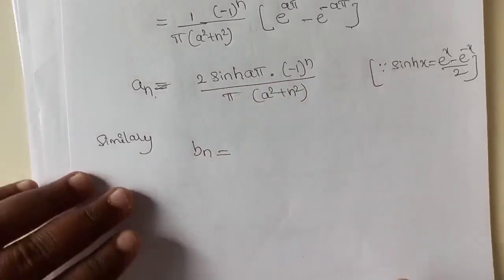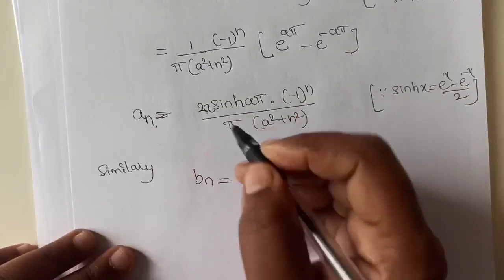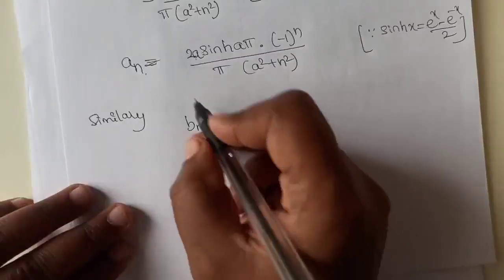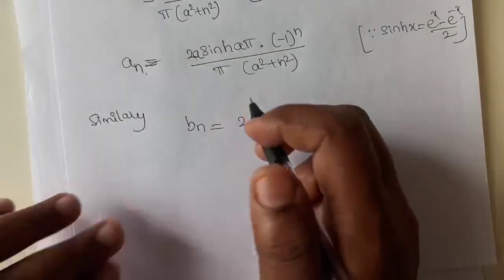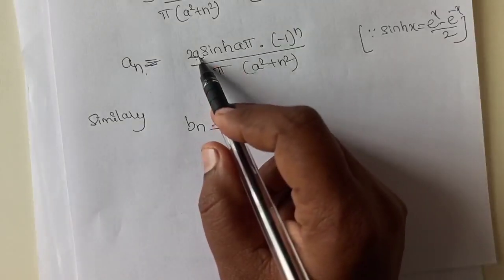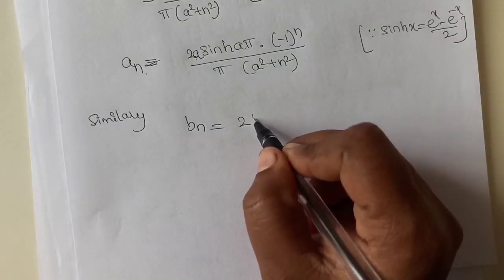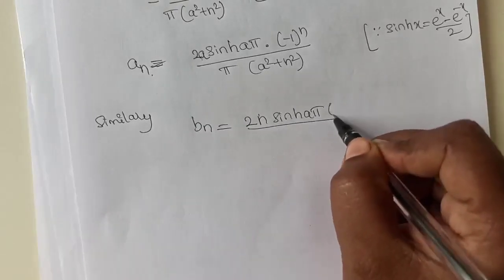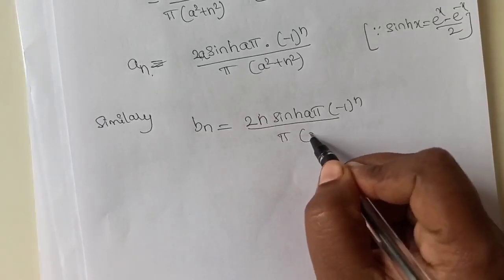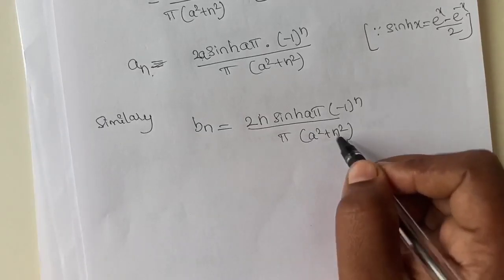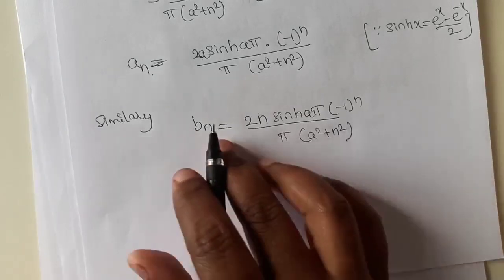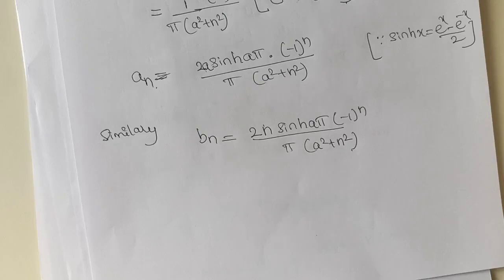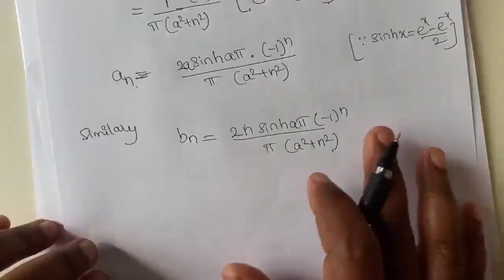Therefore similarly, comparing with this, we get the bn value is equal to 2n sinh a pi into minus 1 raised to n divided by pi times (a square plus n square). Almost all values are the same, only instead of a we get n. Or if you are interested, you can calculate the bn value also by using the formula. Okay, so this is our bn value.